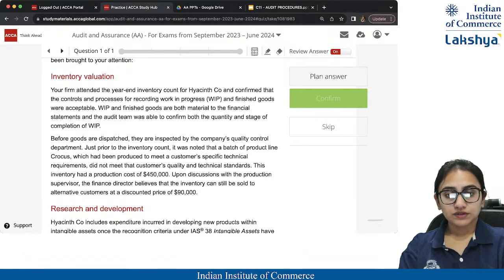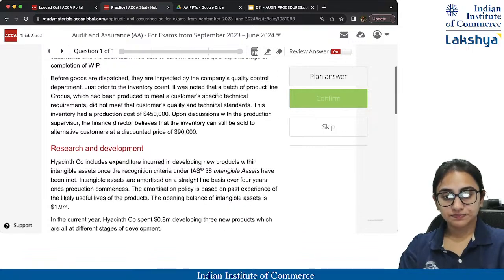Just prior to the inventory count, it was noted that a batch of product line Crocus, which had been produced to meet customers' specific technical requirements, did not meet the customer's quality and technical standards. The inventory had a production cost of $450,000. Upon discussion with the production supervisor, the finance director believes that the inventory can still be sold to alternative customers at a discounted price of $90,000.